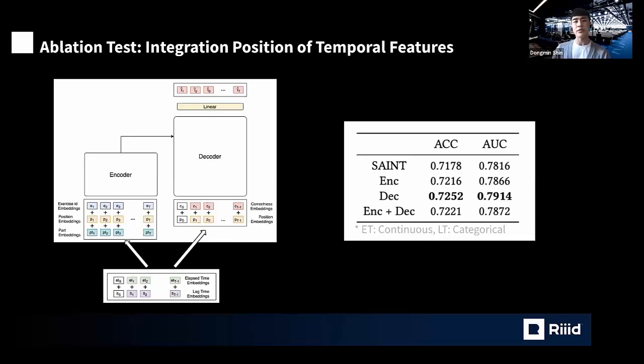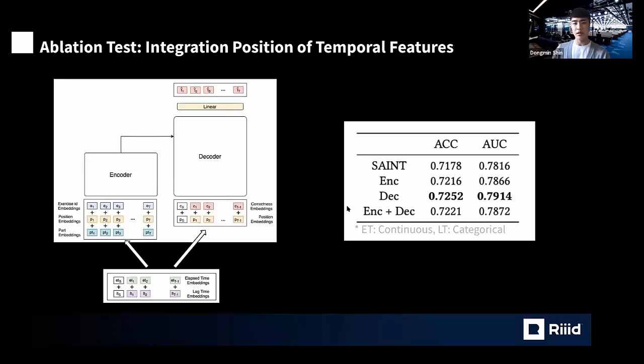We changed the integration position of temporal features. Temporal features are things like elapsed time or lag time corresponding to the student response. So it is natural to add these features to the decoder part, but they can also be added to the encoder, because the model architecture is not really restricted in adding data to some component. So we just made some variants of this.